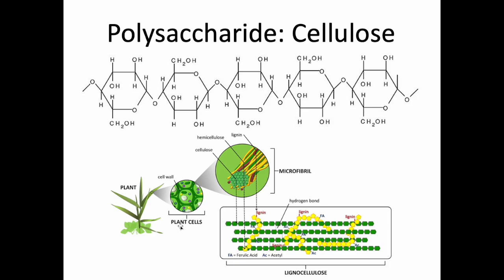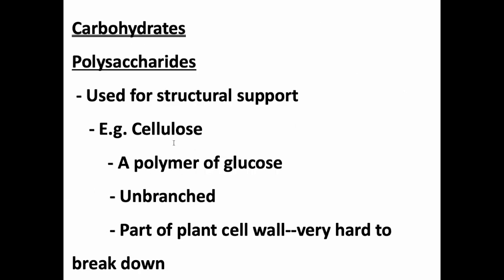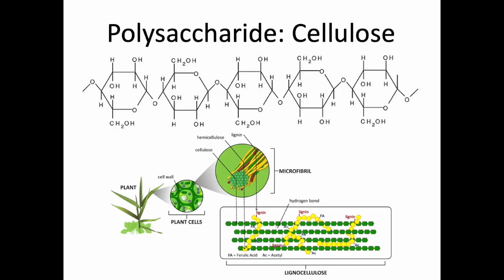So again, the structure fits the function. It's unbranched, so it can form these tight cables, these stacked lines of this to be as strong as possible. And yeah, these things are very difficult to break down. Cellulose, part of the plant cell wall, very hard to break down. In fact, this is so hard to break down. If you eat a bunch of leaves or grass, okay, that sounds crazy, but no, if you eat cabbage, if you eat spinach leaves, if you eat celery, those things are loaded up with cellulose, which is just glucose.